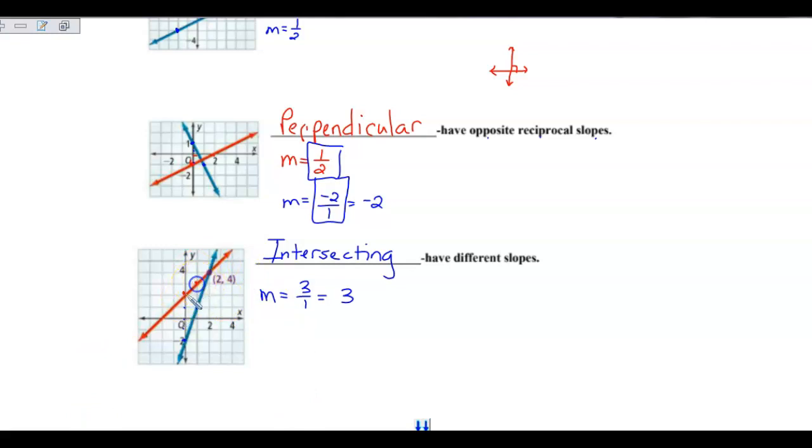And then the red one, if I go from here, looks like here, up 1 over 1, you can see that they don't have the same slope and they do not have opposite reciprocal slopes either. So very different, not coming at a 90-degree angle, and they do cross, so it's just intersecting.